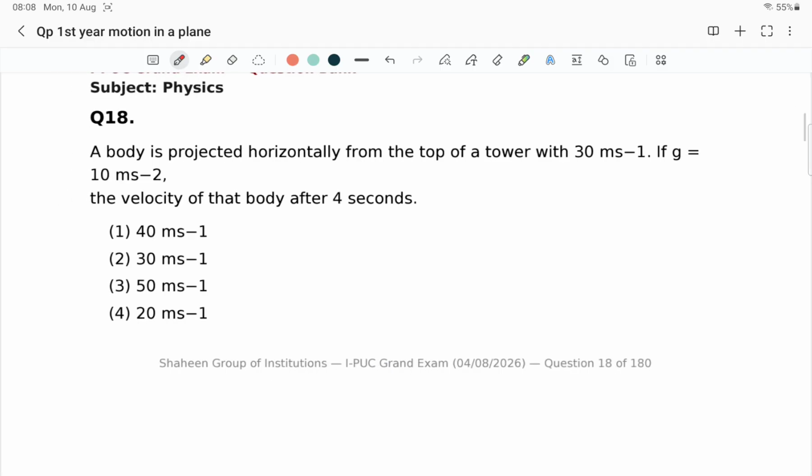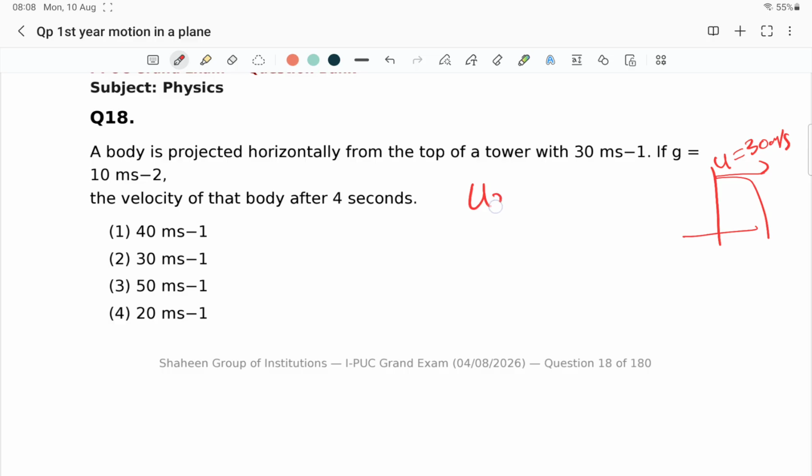Question number 18. Body is projected horizontally from the top of a tower. So now we are entering the horizontal projection concept. Okay, with 30 meters per second, u is 30 meters per second. If g is 10, the velocity of that body after 4 seconds.